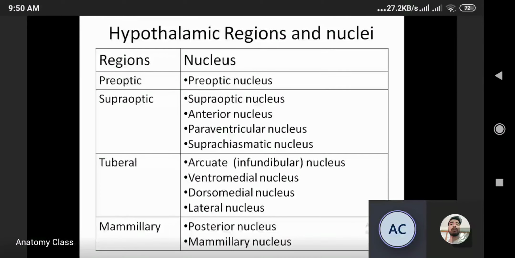So within the supraoptic region, the nuclei present are the supraoptic nucleus, anterior nucleus, paraventricular nucleus, and suprachiasmatic nucleus. Within the tuberal region, the nuclei are the arcuate, also known as the infundibular nucleus, ventromedial, dorsomedial, and lateral nucleus. Actually, this lateral nucleus is present in the lateral region throughout all 4 regions, which will be clearer in the coming diagram. And within the mammillary region, the nuclei are the posterior nucleus and mammillary nucleus, which is clearer from this diagram.